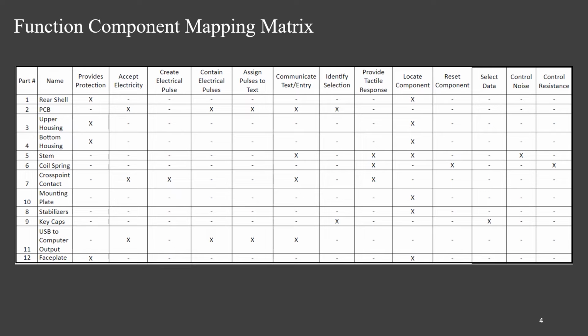From our FAST diagram, we now have the function component mapping matrix, which maps all the components shown in slide 2 to all the functions of the keyboard located on the top. This then helps us designate what components provide what functions in the keyboard.